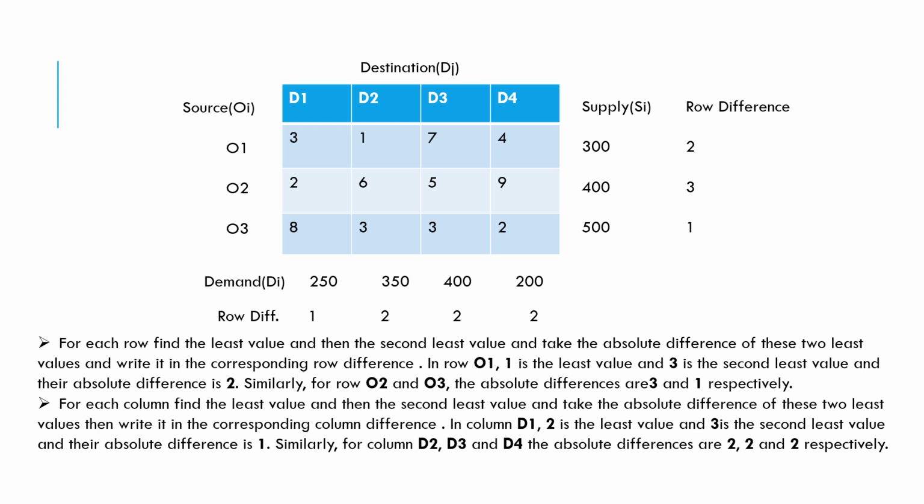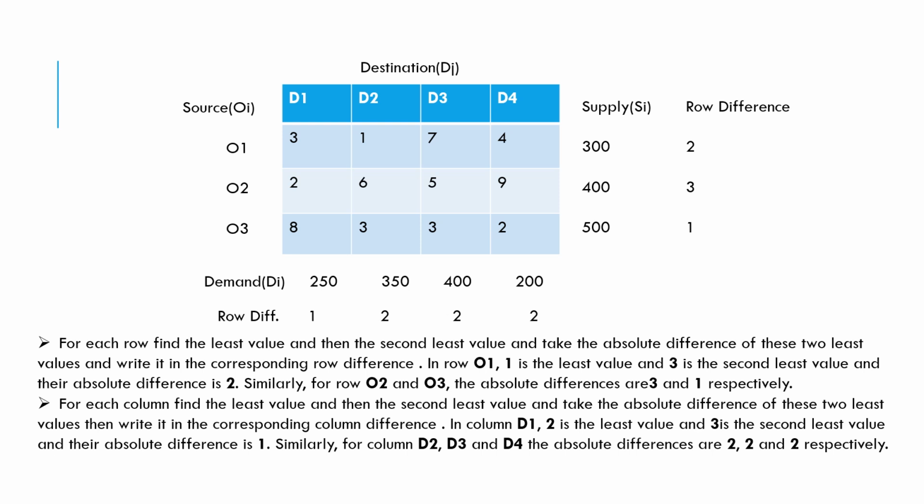So we can start to solve the problem by VAM method. First step is to find out the row difference. Row difference can be found by first finding the least value and then the second least value and taking the absolute difference of these two least values and writing it in the corresponding row difference. In row O1, 1 is the least value and 3 is the second least value, and their absolute difference is 2. Similarly, we can do for row O2 and O3.